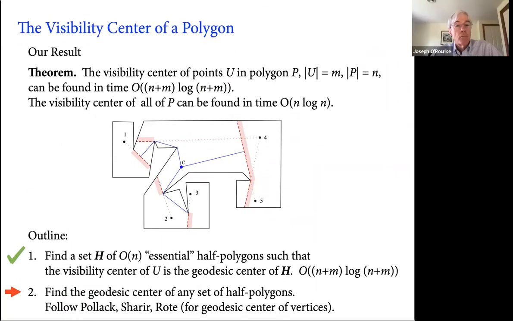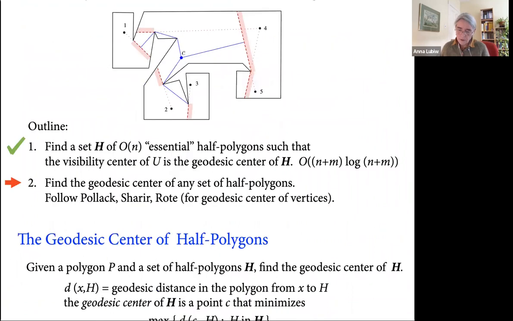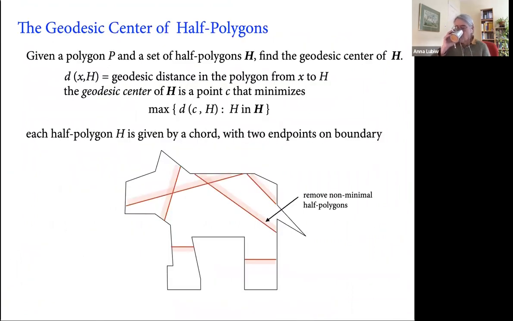Okay, so then the next step is I have a set of half polygons. They're of linear size if I'm coming from the visibility problem. And I'm going to follow the Pollock approach to find the center of a set of half polygons. So here's my problem again. And one important thing to note, I'm assuming that each half polygon is given by a chord, and I have both the endpoints of the chord. I will have used my ray shooting out of the visibility problem to have found those endpoints.